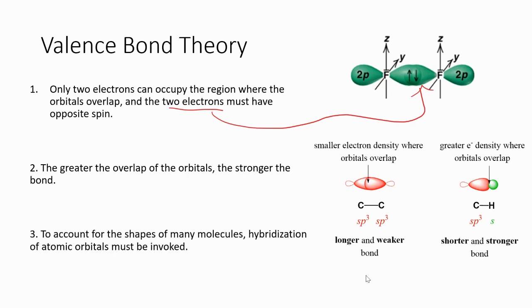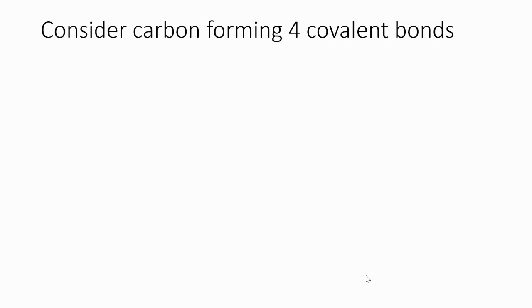The third idea is that to account for the shapes of many molecules, hybridization of atomic orbitals must be invoked. That is the main focus of this video. Let's consider carbon forming four covalent bonds.